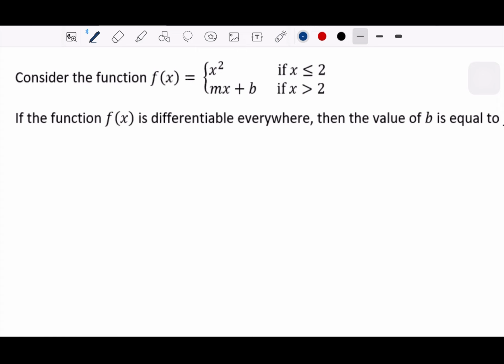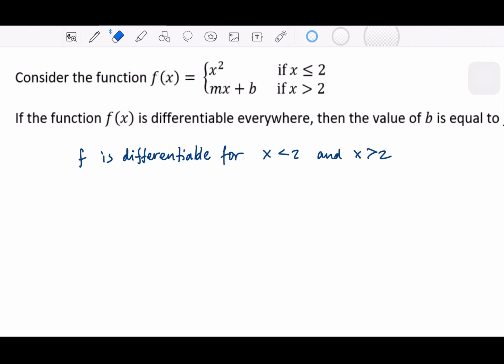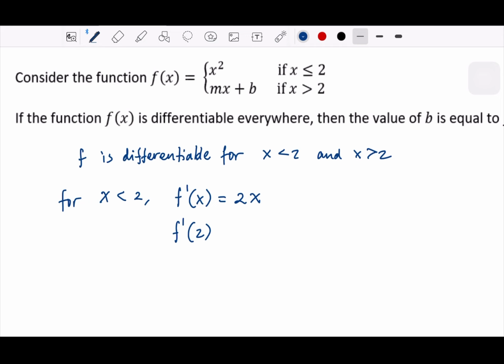So we could say f is differentiable. Let me write the explanation here. For x less than 2, the f prime x becomes 2x, right? So f prime 2 from the left, let me write it with a negative sign just to note that it's differentiation from the left. This will be equal to 4.